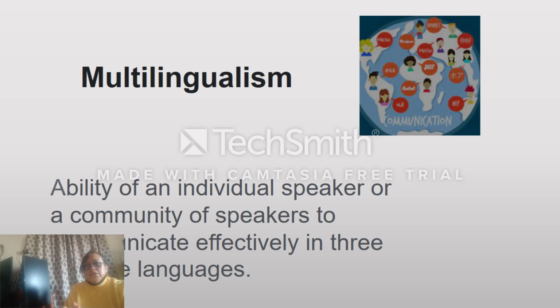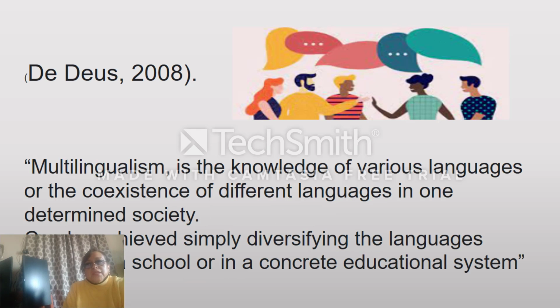Now, we have multilingualism. Multilingualism is the ability of an individual speaker or a community of speakers to communicate effectively in three or more languages. Multilingualism is the knowledge of various languages or the coexistence of different languages in one determined society. It can be achieved simply by diversifying the languages offered in a school or in a concrete educational system.